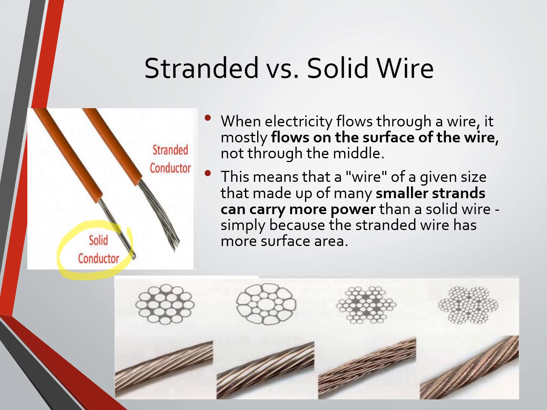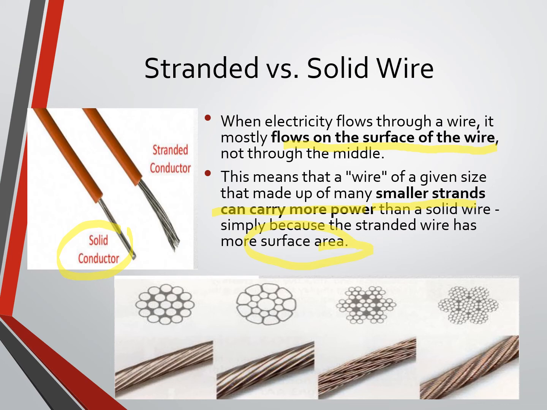Okay, let's see, when electricity flows through a wire, it mostly flows on the surface of the wire, not through the middle. This means that a wire of a given size that is made up of many smaller strands can carry more power than a solid wire. Okay, I already mentioned the surface area.